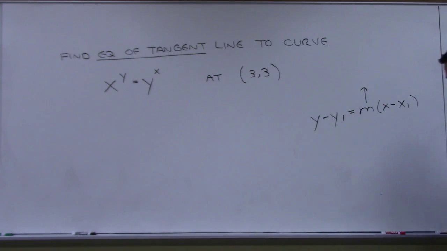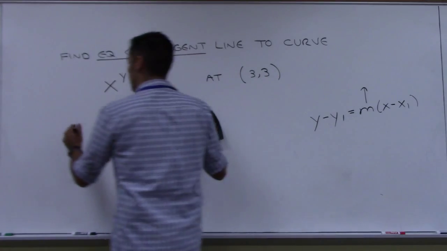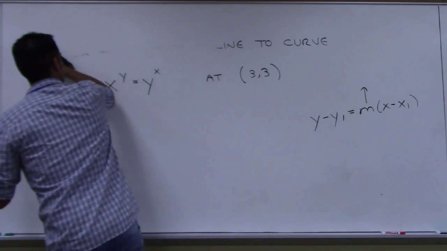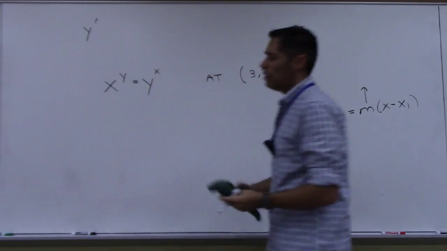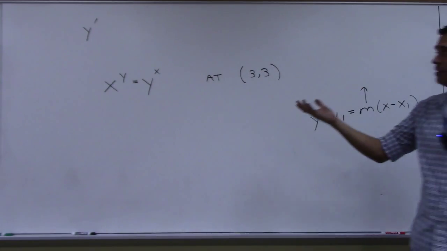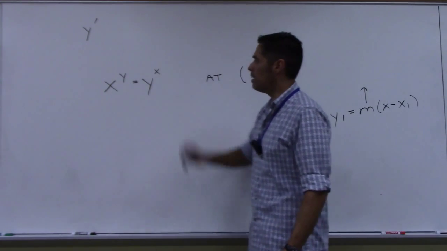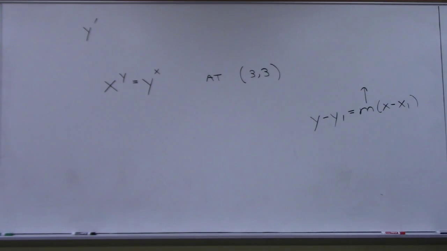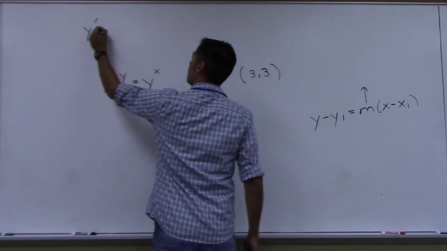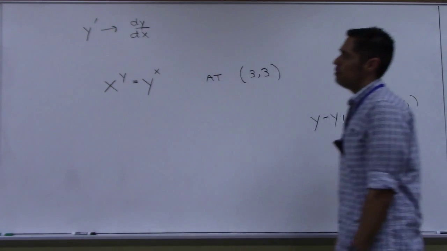But we need the derivative. So we need y prime. So let's find y prime. Put it up here. What you have here is really a mess. We haven't seen this, right? You've got x to the y here, y to the x here. What are we differentiating with respect to? X. Everyone agree that this is dy dx? That's what we want.